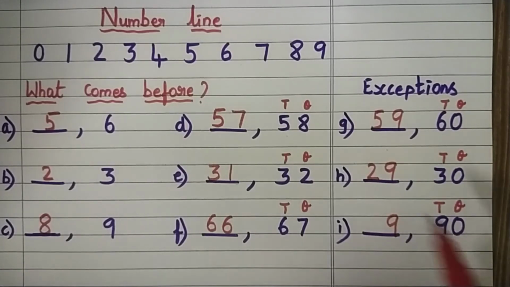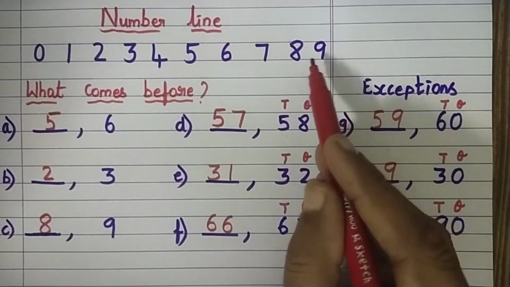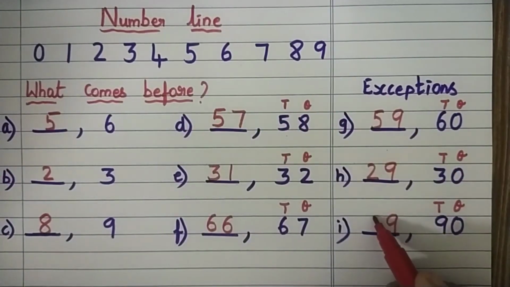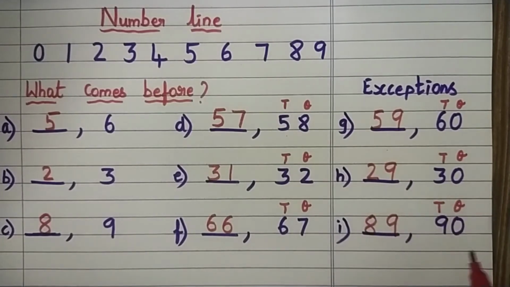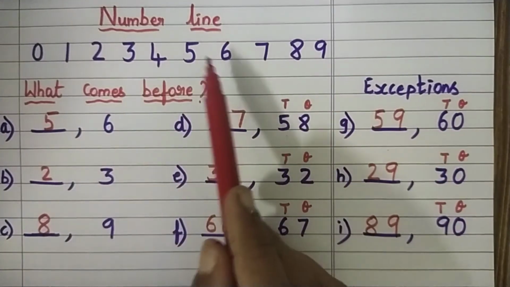What comes before 9? See the number line and see. Before 9 means it's 8. So, write 8. No confusion, children. Remember that for 2-digit numbers that end with 0, both the digits should be changed. For 0, replace it with 9. And for the tens place, see the number line and write the before number.